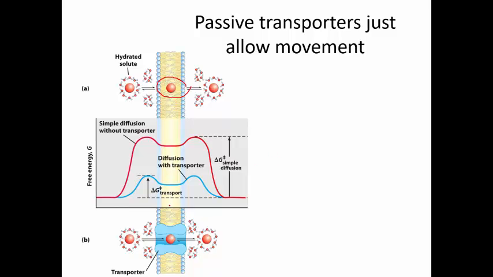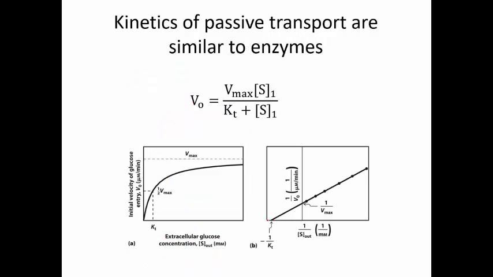If you considered the substrate to be on this side and the product to be on this side, you almost could consider it an enzyme. But again, we should not. Because it is similar, we can look at the kinetics very similarly, and here is our Michaelis-Menten equation we're all familiar with. The only difference here is instead of Km, because it's not an enzyme, we've made it Kt, but Kt is identical. It's the concentration of substrate at which the speed of transport is half of the Vmax. So it's exactly what Km was.